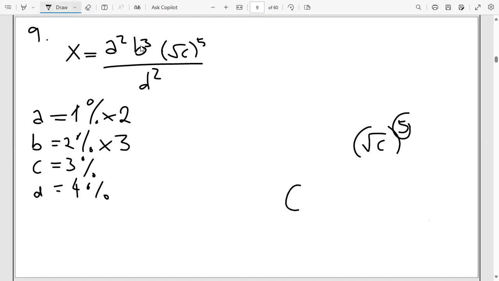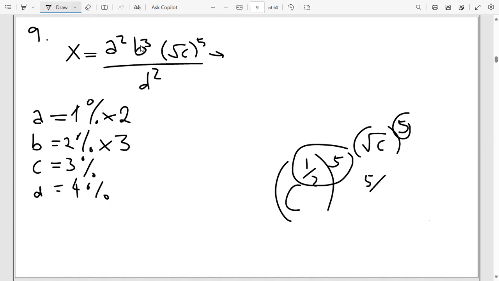We have c to the power 1 over 2. And this is in brackets, and we have another power 5. So what are we going to do to the powers here? We're going to multiply these powers. We're going to say half multiplied by 5. Hence, we conclude that the power of c is equal to 5 over 2, which is the same as 2.5. So I'm going to multiply this c here by 2.5, which is the power of 2.